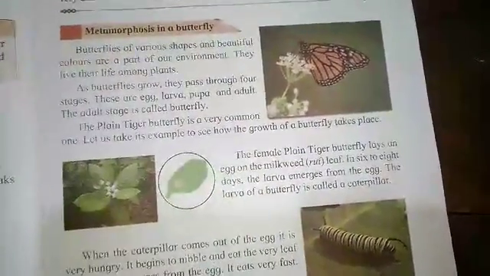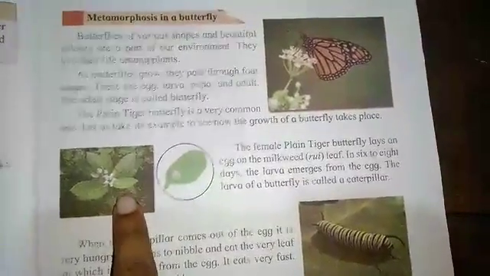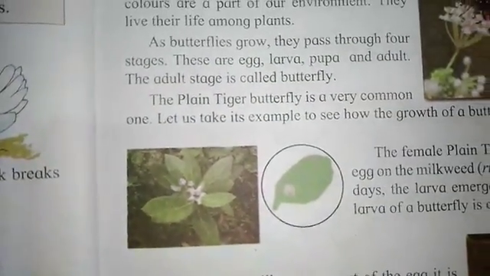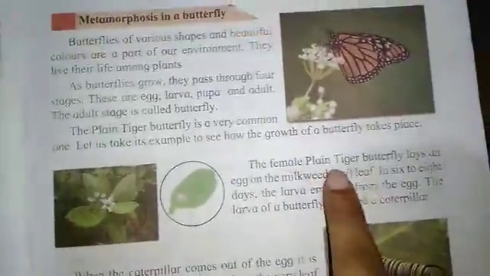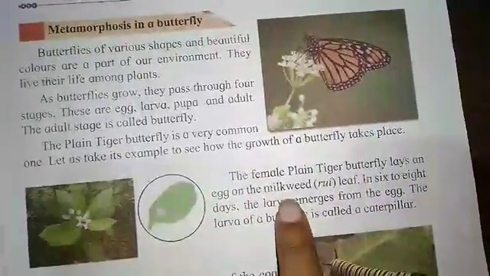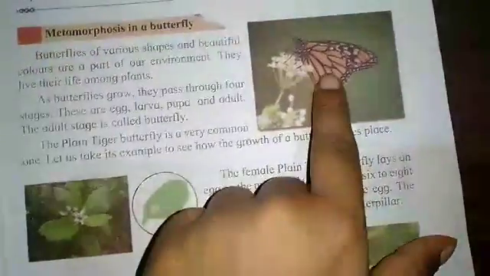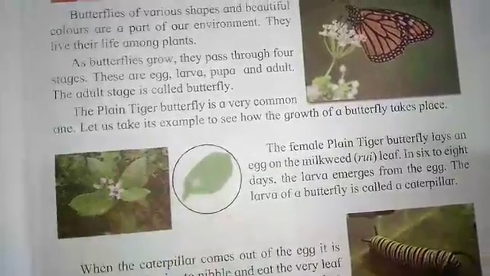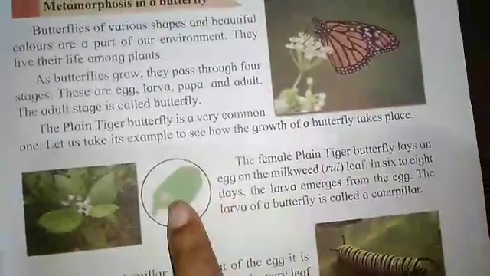So how does it get generated? You see a rui plant leaf in nature. Yes, we can observe that leaf in our nature. On this plant or on this leaf, the female plain tiger butterfly lays an egg on this milkweed. Milkweed leaf means rui. This butterfly lays an egg on this leaf. After 6 to 8 days, a larva like this emerges from the egg.